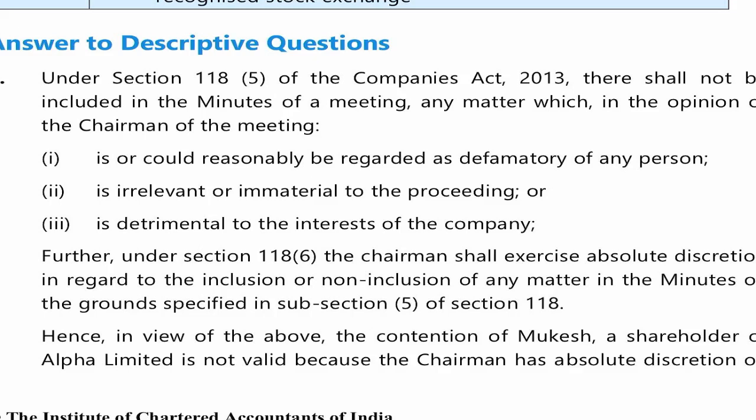Section 118(5) of the Companies Act 2013: there shall not be included in the minutes of meeting any matter which, in the opinion of the chairman of the meeting, is defamatory, irrelevant, immaterial, or detrimental to the interest of the company. Further, under section 118(6), the chairman shall exercise absolute discretion in regard to the inclusion or non-inclusion of any matter in the minutes on the grounds specified in subsection 5 of the section 118. Hence, in view of the above, the contention of Mukesh, a shareholder of Alpha Limited, is not valid because the chairman has absolute discretion on it.